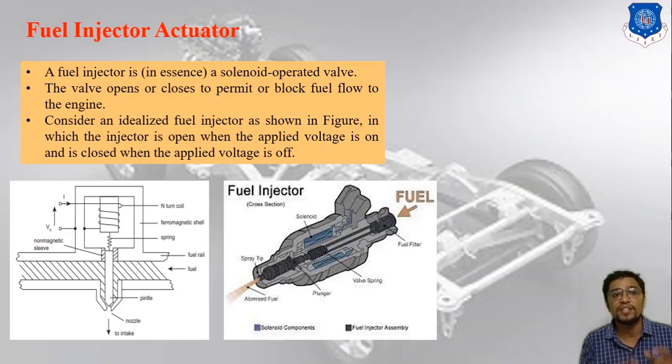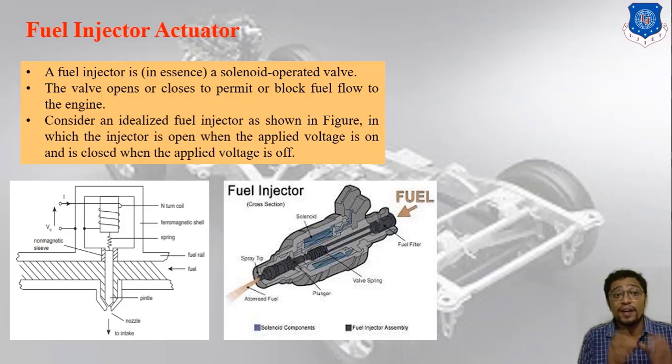A fuel injector is a solenoid operated valve. First of all, this valve opens or closes to permit or block fuel flow to the engine. And third, consider an idealized fuel injector as shown in the block diagram, in which the injector is open when the applied voltage is on and is closed when the applied voltage is off. So this is the concept of the fuel injector actuator, right?